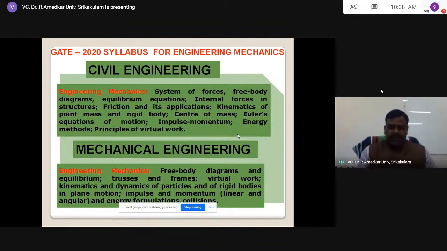In impulse momentum, we will consider linear momentum and angular momentum also. Okay, so these are the things which we are going to cover today for both civil engineering as well as mechanical engineering. That means today we are going to concentrate on impulse momentum, linear and angular momentum, energy formulations, and a little bit of collisions also. These are the two topics we are going to cover in today's class.